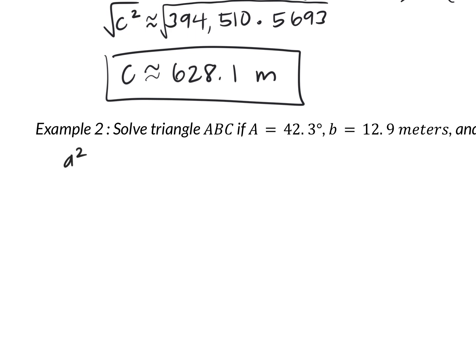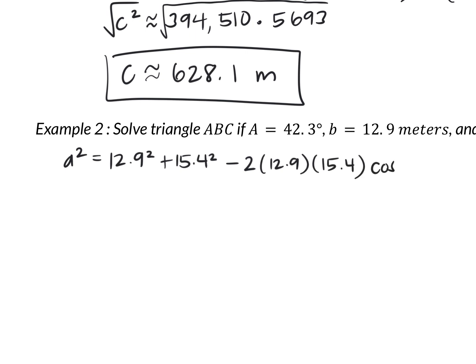So I'm going to plug in all my information. I've got a squared is equal to 12.9 squared plus 15.4 squared minus 2 times 12.9 times 15.4 times cosine 42.3, and that should be all that. Again, just straight from the formula. Nothing too crazy, you just got to make sure you're plugging in the correct letters for the right numbers.